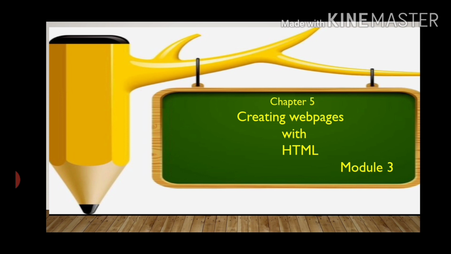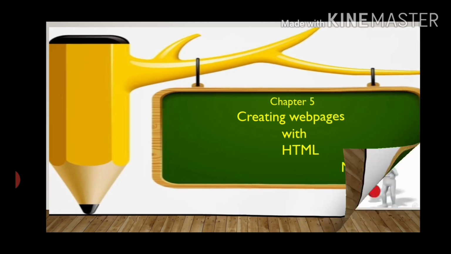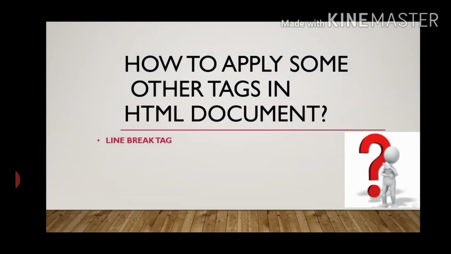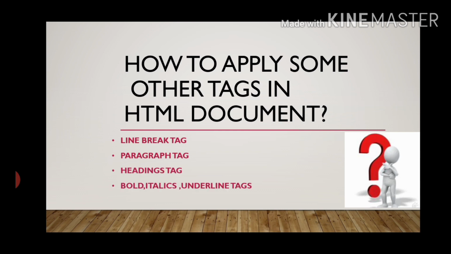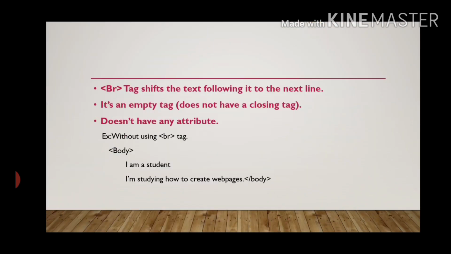In this module, we will get to know some other tags used in HTML. Already you have gone through the body tag and its attribute. Now we will discuss some more tags and how to apply them in an HTML document. In this context, we will come to know the line break tag, paragraph tag, headings tag, bold, italics and underline tags and font tag. First we will discuss the line break tag or BR tag.